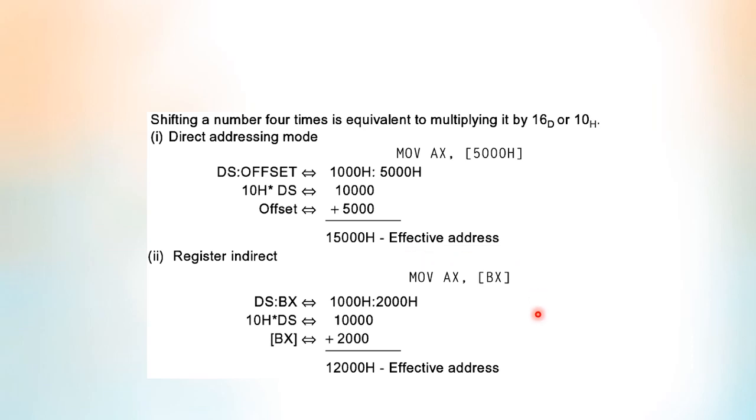The next one is register indirect mode. Move AX, BX. So how will we calculate the effective address? The offset value is given in the BX register. When we look at the value of BX, it is 2000H. So this is how we will calculate the effective address: DS register into 10H, that is shifting it to left by 4 bits, and then adding the offset value 2000H, and we will get the effective address as 12000H.